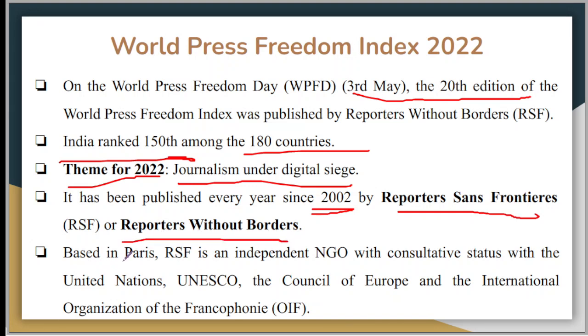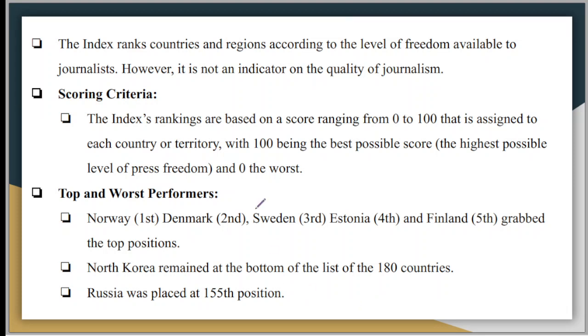Now it is based in Paris, which is the capital of France. RSF is an independent NGO, that is a non-governmental organization, with consultative status with the United Nations, UNESCO, the Council of Europe, and the International Organization of the Francophonie. So what is OIF? OIF is basically an organization of 54 countries which have French as a language option. So let's move forward.